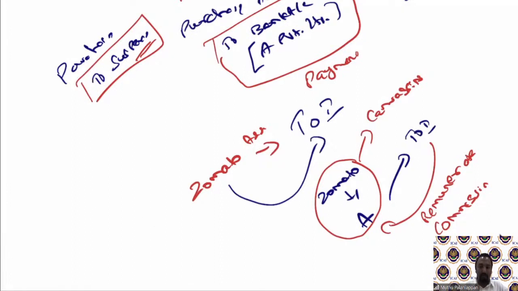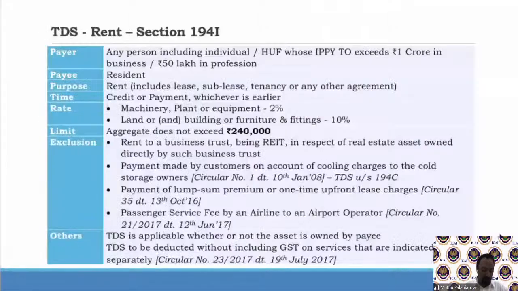So we'll move on to the next section, that is 194I. This is also a little important section. So here again, I'm not going to explain you about this any person. So the payer is basically whatever we have been discussing in 194A, 194C, 194H, all those things. Okay. Now payee also, it is common. It's a resident. Now for what purpose? For rent. What do you mean by rent? Rent basically includes not just monthly rental. It could be lease, it could be sublease, or any form of tenancy agreement.